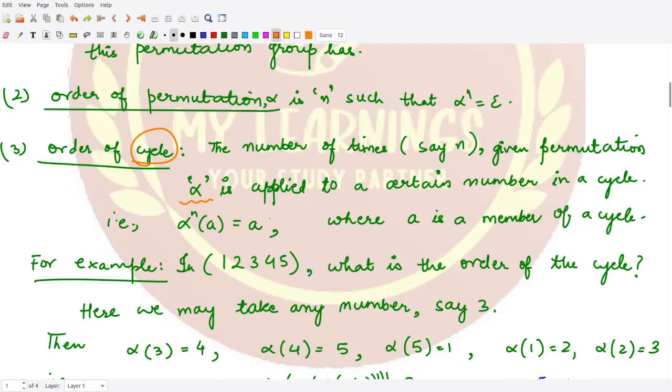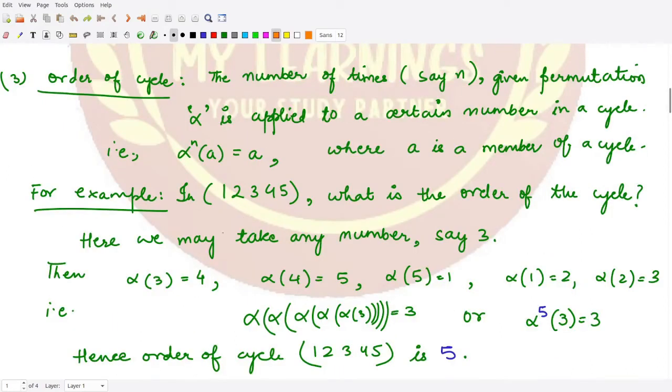Mathematically, alpha raised to the power n of a gives you back the element a, where a is any member of the given cycle. If that is so, then n represents the order of the cycle. For example, suppose we have the cycle (1 2 3 4 5) and we want to calculate its order. We may take any arbitrary member out of 1 2 3 4 5. You can select any number and the result would come out the same. Suppose we select the number 3. Now we apply alpha onto the number 3.